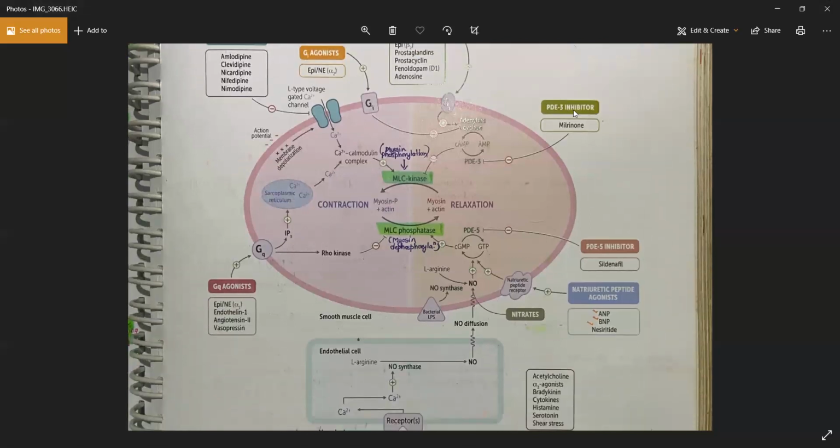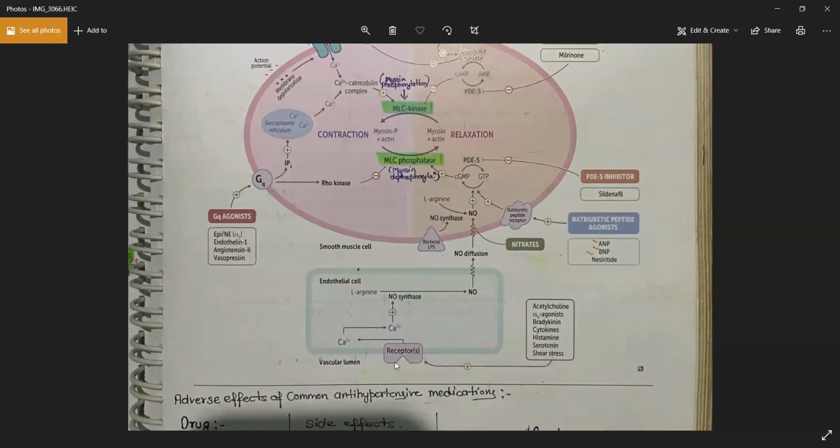Then comes the phosphodiesterase 3 inhibitors that we have discussed, the inamrinone and the milrinone. Sorry, they actually inhibit the phosphodiesterase 3, so that the cyclic AMP can never be converted into AMP, and as a result, the relaxation can happen.